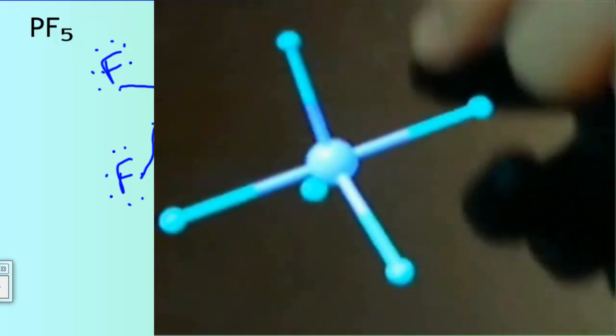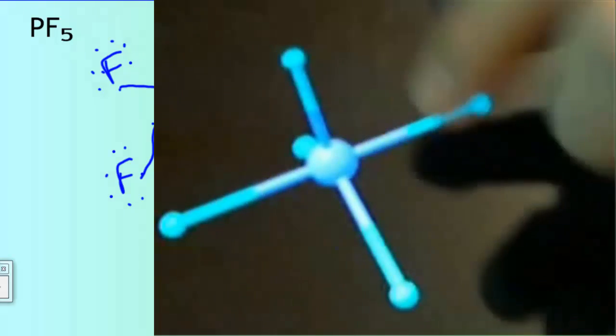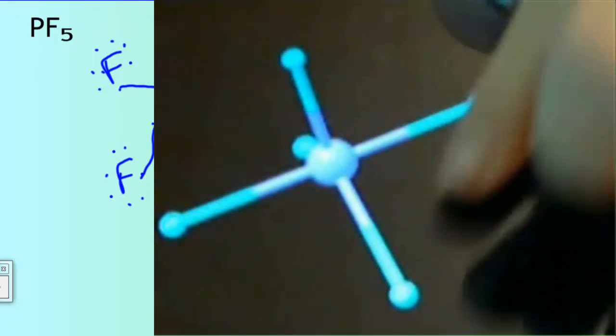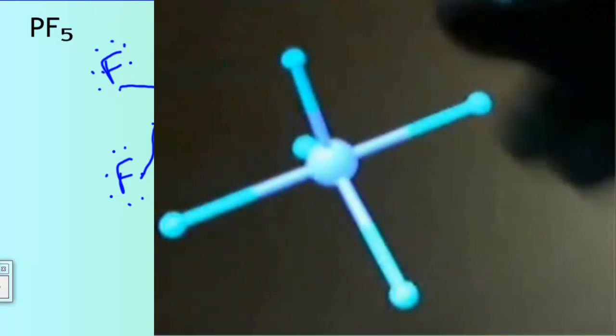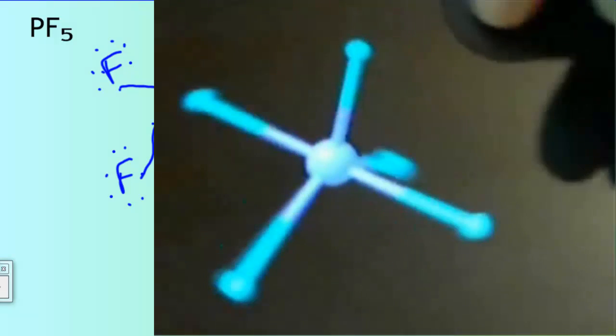And the reason it's called trigonal bipyramidal is that I can draw one pyramid on the top and one pyramid on the bottom. So it's bi, meaning 2 pyramids drawn on the top there. Okay, so that's the shape of that molecule.